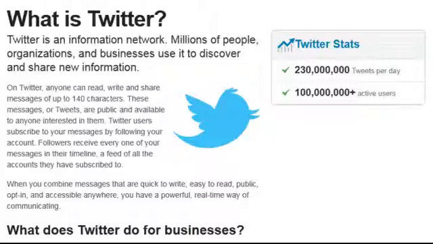On Twitter, anyone can read, write and share messages up to 140 characters. These messages or tweets are public and available to anyone interested. Twitter users subscribe to your messages by following your account, and followers receive every one of your messages in their timeline, which is a feed of all the accounts they've subscribed to. When you combine messages that are quick to write, easy to read, public opt-in and accessible anywhere, you've got a powerful real-time way of communicating. And that's the fantastic thing about Twitter.